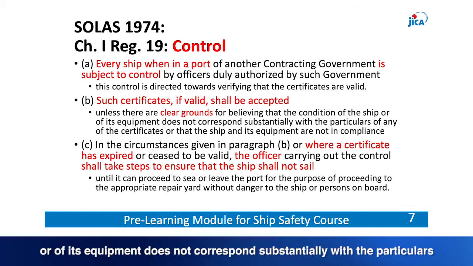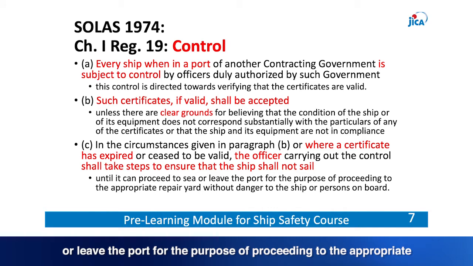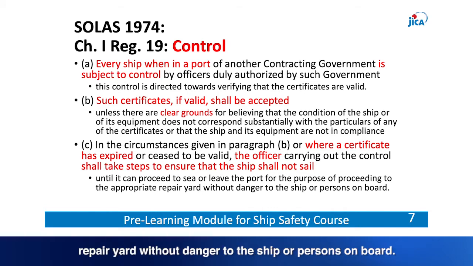B. Such certificates, if valid, shall be accepted unless there are clear grounds for believing that the condition of the ship or of its equipment does not correspond substantially with the particulars of any of the certificates, or that the ship and its equipment are not in compliance with the provisions of Regulation 11A and B. C. In the circumstances given in paragraph B, or where a certificate has expired or ceased to be valid, the officer carrying out the control shall take steps to ensure that the ship shall not sail until it can proceed to sea or leave the port for the purpose of proceeding to the appropriate repair yard without danger to the ship or persons on board.